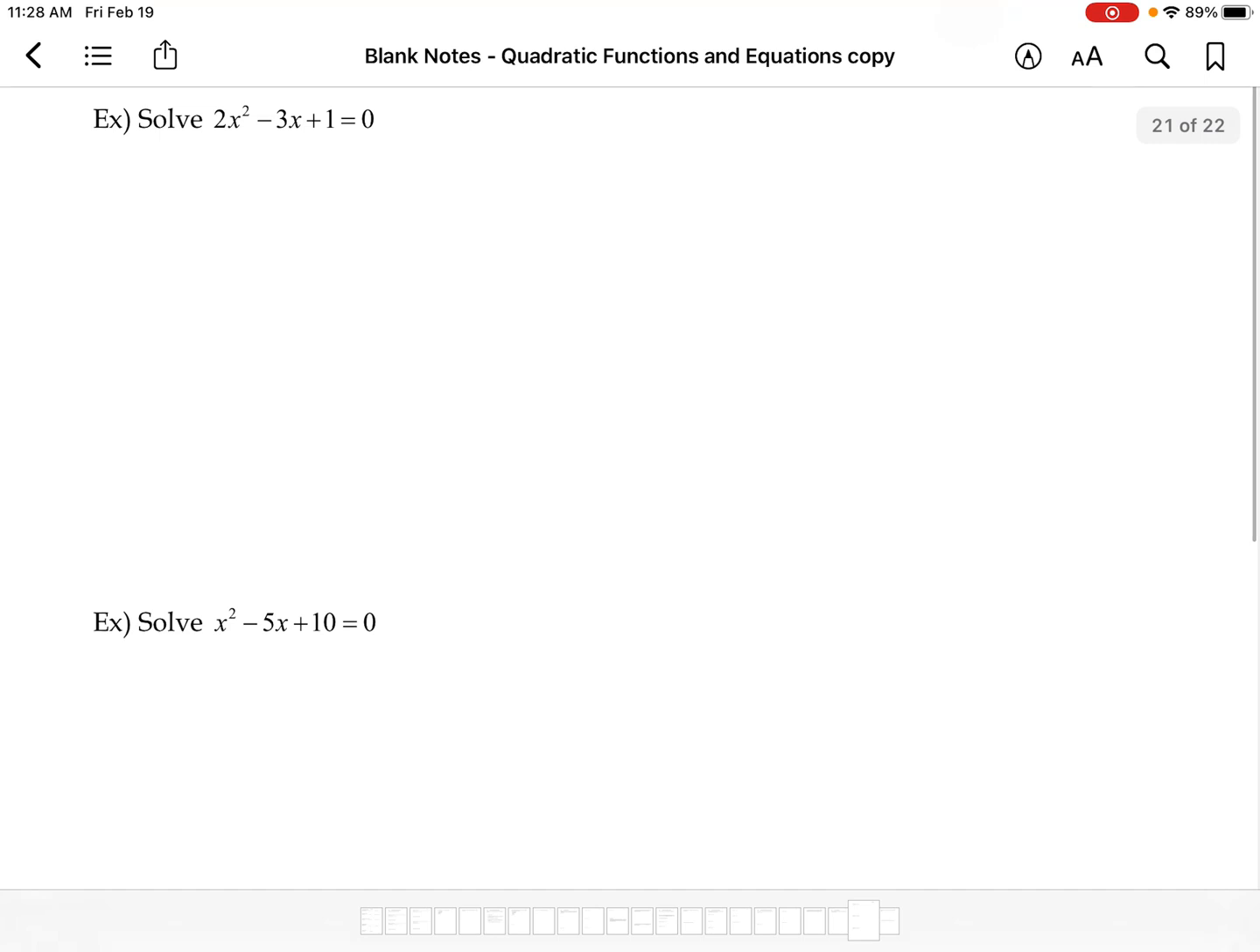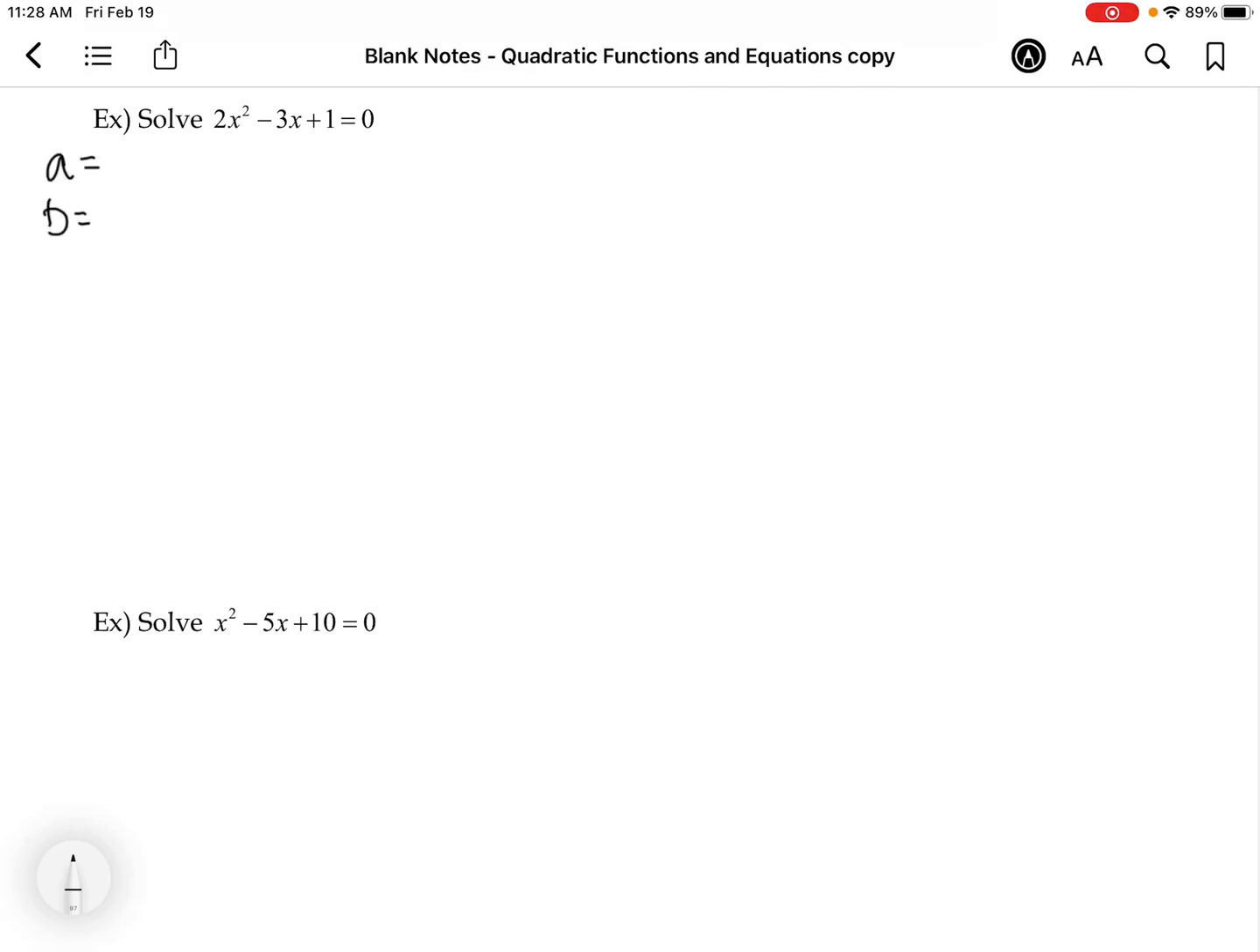For example, if we are solving this equation, we need to identify what is the value of a, b, and c. Okay, so a is 2, b is -3, c is 1. Our quadratic formula is x equals minus b plus or minus the square root of b squared minus 4ac all over 2a. And now we have to do a substitution, or many substitutions in fact.